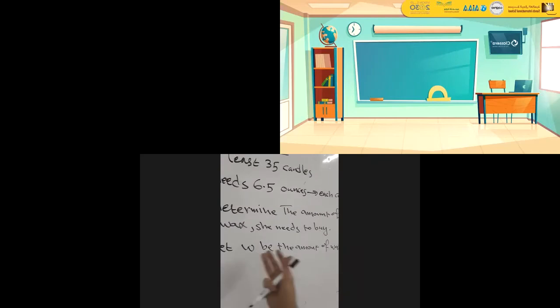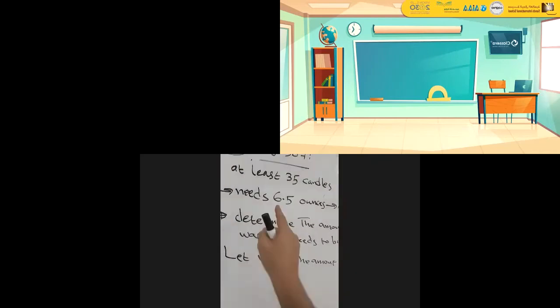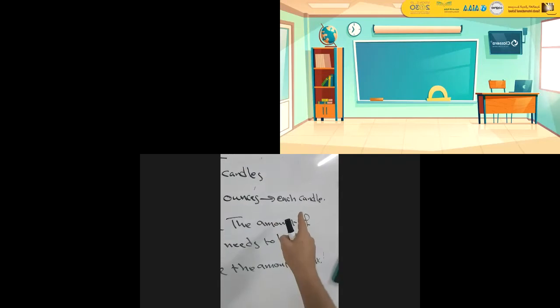Now, W, the amount of wax, she wants to divide it into 6.5 ounces for each candle to make at least 35 candles. Can you tell me the inequality here? W over 6.5. W, which is the whole amount of wax, divided by how much each candle needs, which is 6.5. And how many candles do we want? At least 35. So I will write greater than or equal to. I want more than or equal to what? 35. This is the inequality, guys.